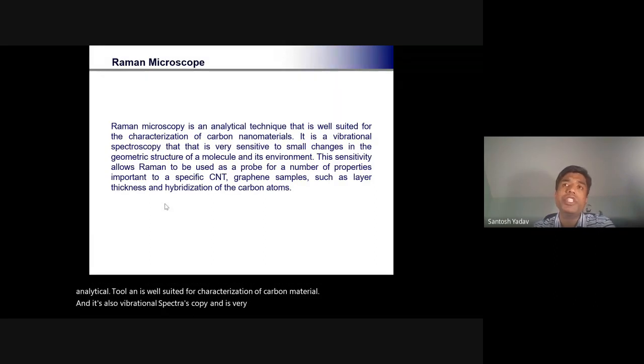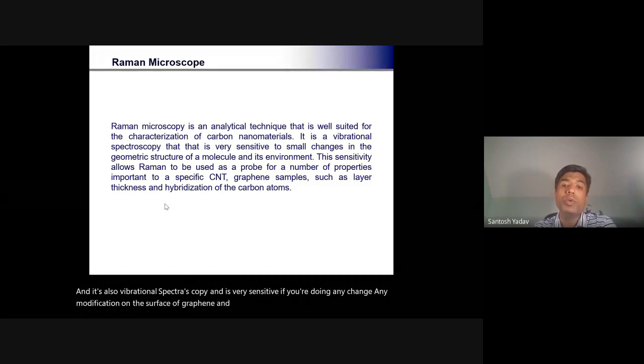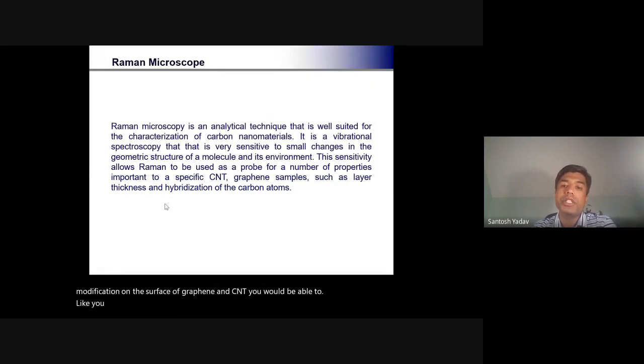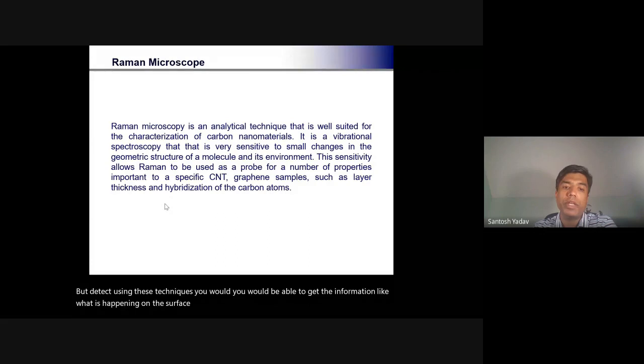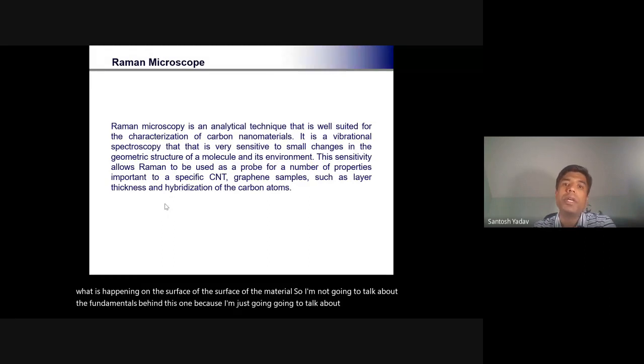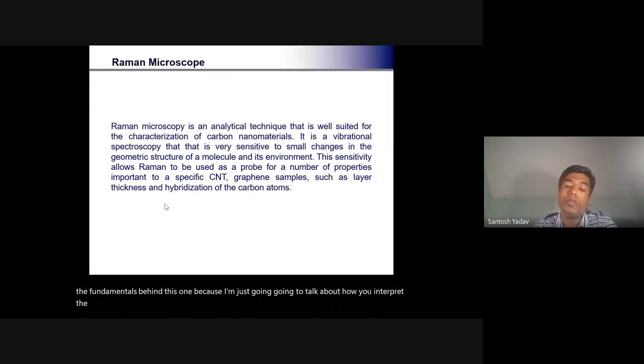If you're doing any change, any modification on the surface of graphene and CNT, you would be able to detect it using this technique. You would be able to get information like what is happening on the surface of the material. So I'm not going to talk about the fundamentals behind this, I'm just going to talk about how you interpret the data. If you have a material and you characterize it, what information are you getting from those data.